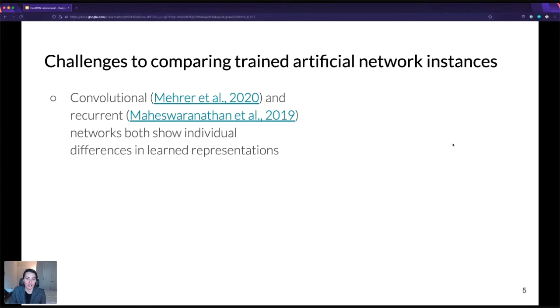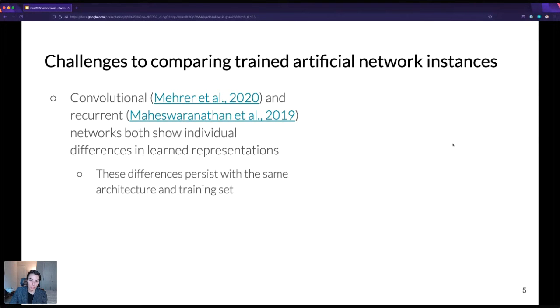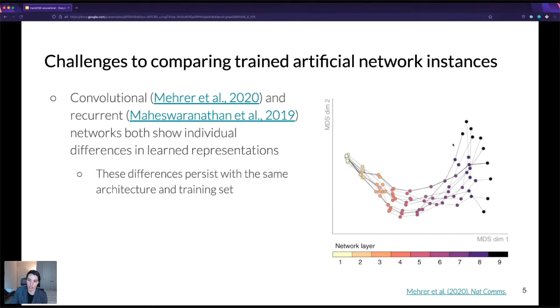So if we're looking at artificial neural network instances, we see that convolutional and recurrent networks both show individual differences in learned representations. And importantly, this is independent of the classification accuracy that they're able to achieve. So even for near identical classification accuracies, you can see these individual differences, and these differences are persistent. So they're occurring even with the exact same architecture and with the same training set of data. This is only the initialization differing.